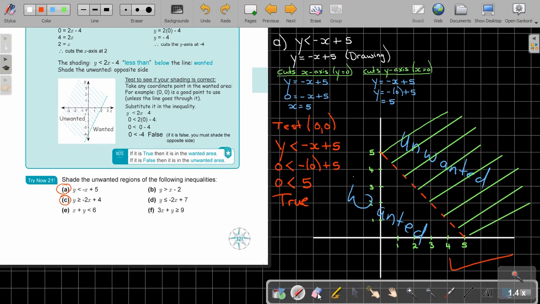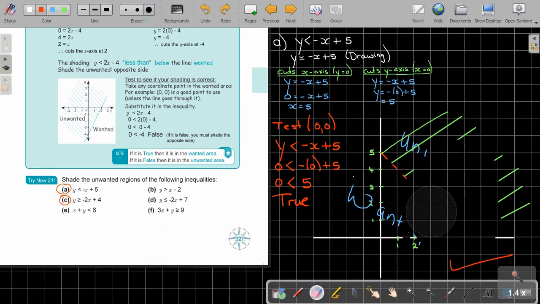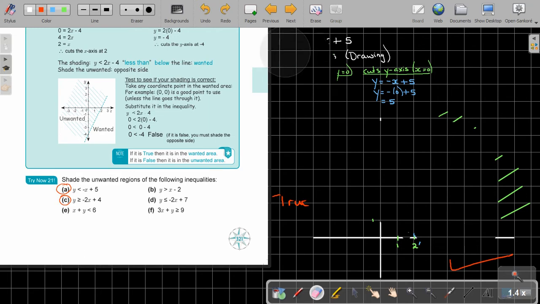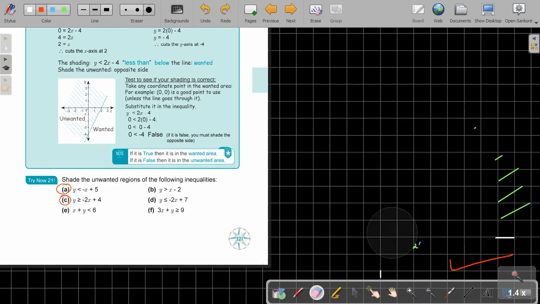Let's do another one. This shading, all this is very important. As soon as we come to the practical examples, you must be able to draw the lines, you must be able to do the shading, and that's part of the practical problems. Okay, let's look at number C.